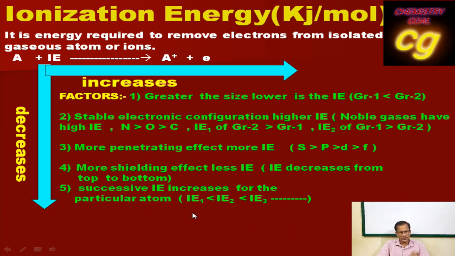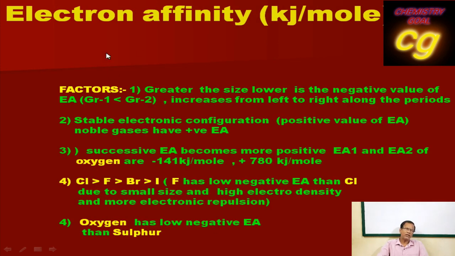That means successive ionization energies increase because the effective nuclear charge increases with removing the electron from the outermost shell. So this is regarding the ionization energy. What is ionization energy? What is the unit of ionization energy? Then how it trends along the groups and periods. Then what are the factors of ionization energy we discussed. Then next, which is very important, is electron affinity.